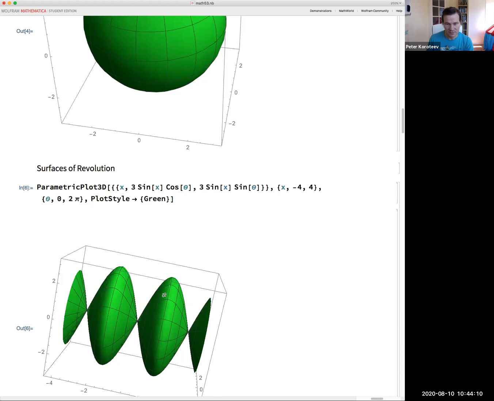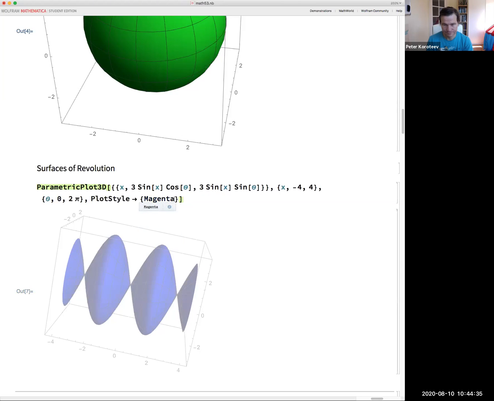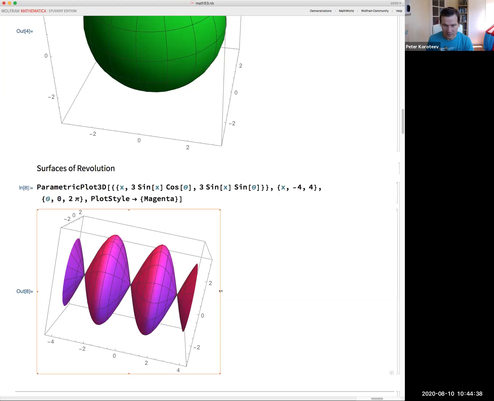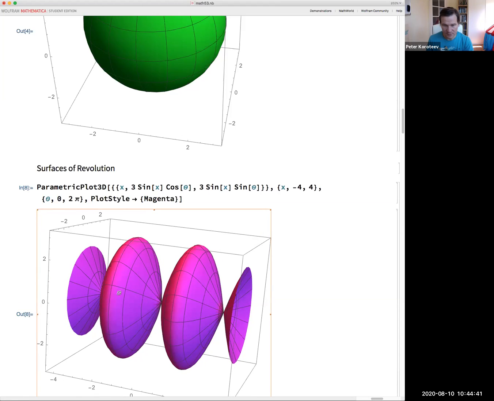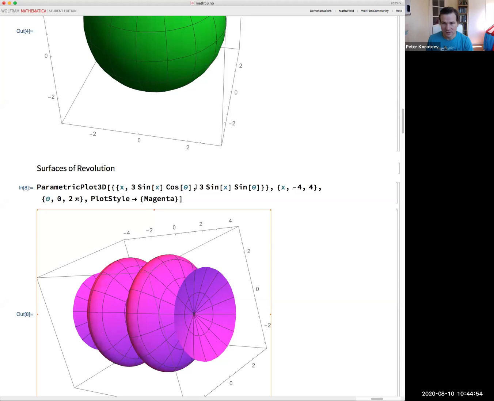So x goes in this direction, right? So x itself is a parameter, which uniformly changes along the axis. Right, so the x variable goes this way, the theta variable goes that way, right? And then in y and z you have a circle, right?